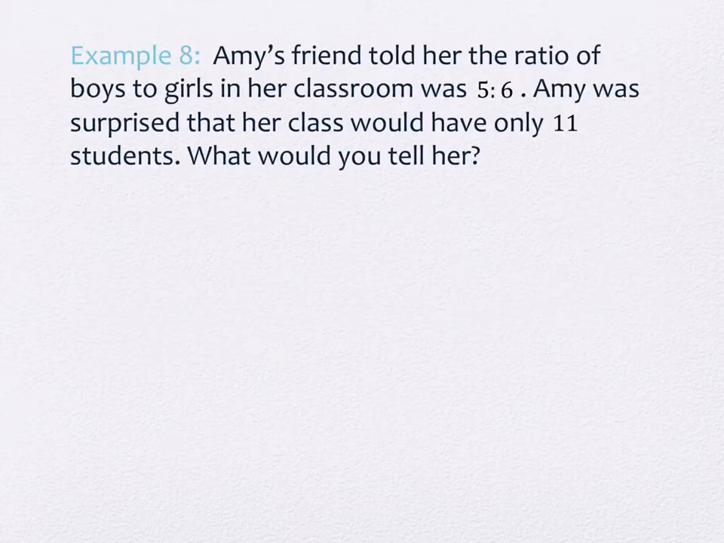All right, we got Amy. Amy's friend told her that the ratio of boys to girls in her classroom was 5 to 6. Amy was surprised that her class would have only 11 students. What would you tell her? There's lots of things you could tell her. You don't add the ratios. What's that? You don't add the ratios to get the total. Actually, you kind of do, but not necessarily in this way.